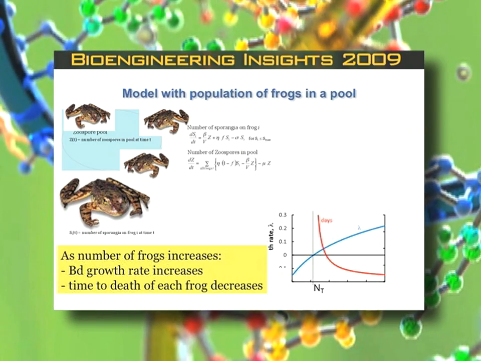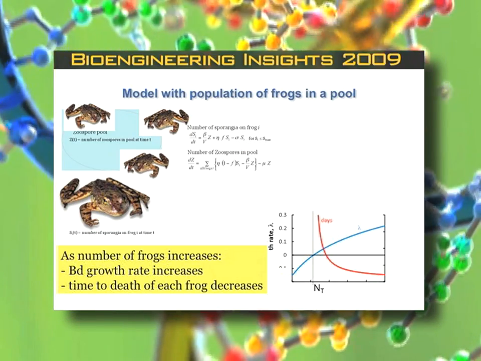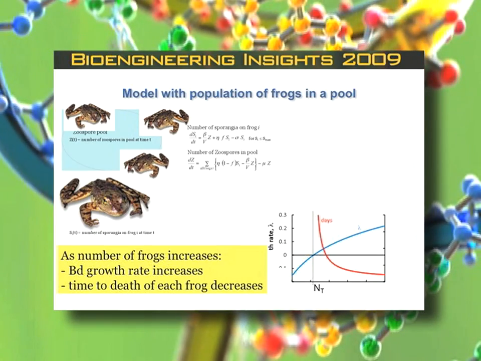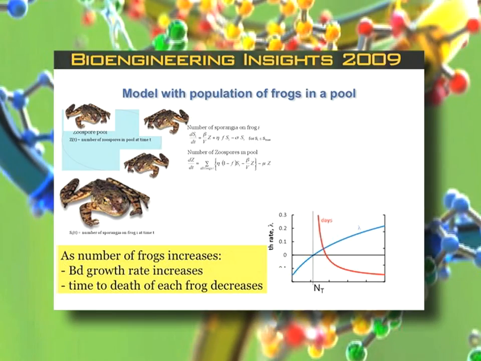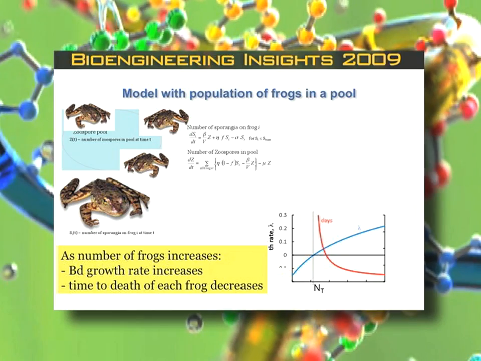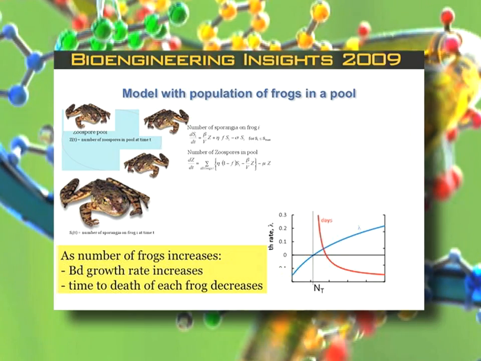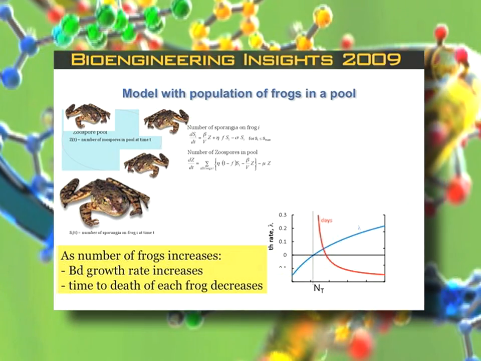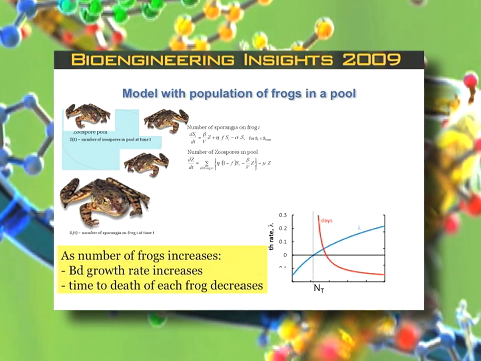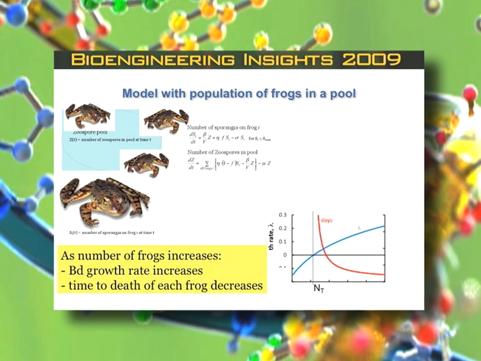So you can then take the same model and, instead of just following a single frog, put a number of frogs in a pool. What this model with multiple frogs shows is that as you increase the number of frogs, the BD growth rate increases, and also the time it takes for each individual frog to reach the level of zoospores at which they die decreases.